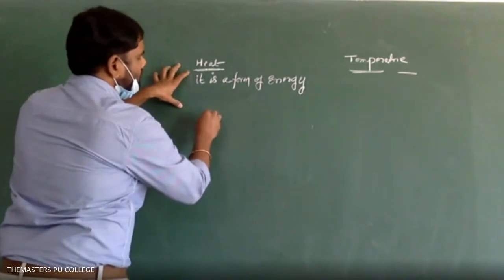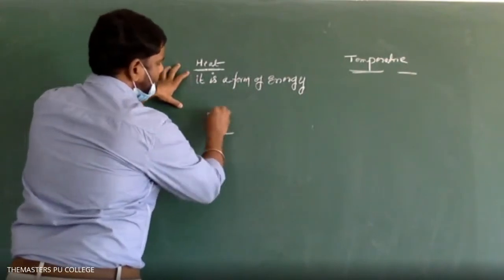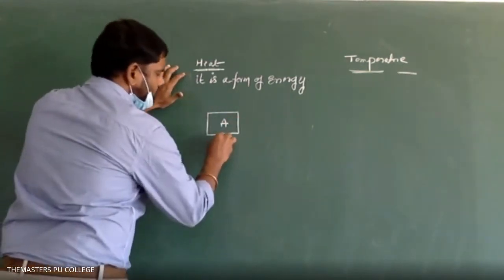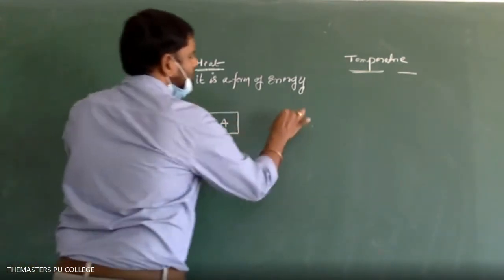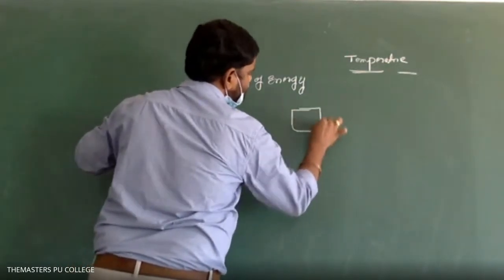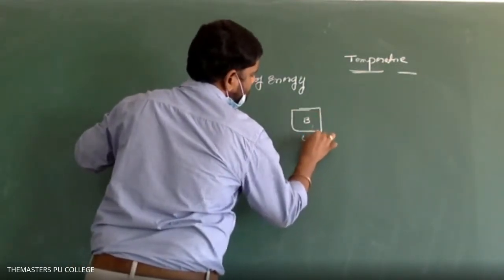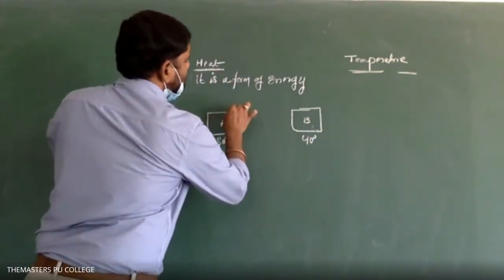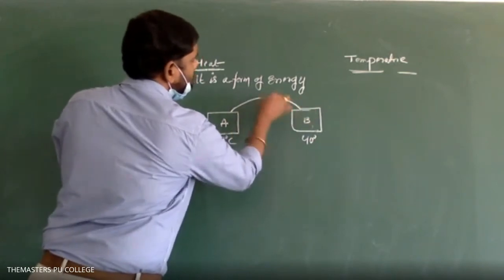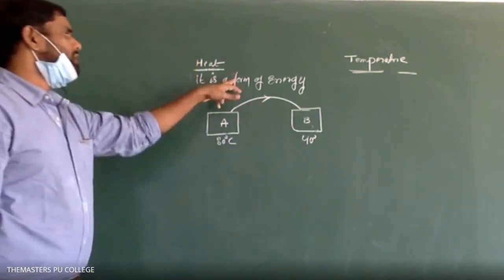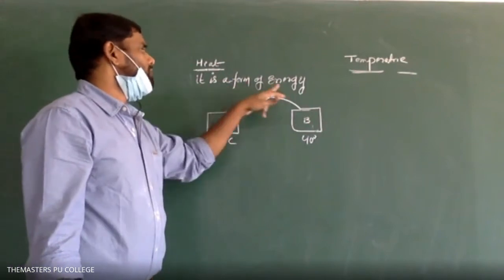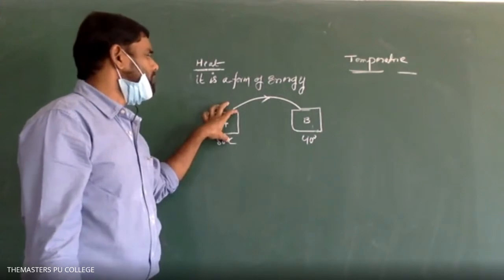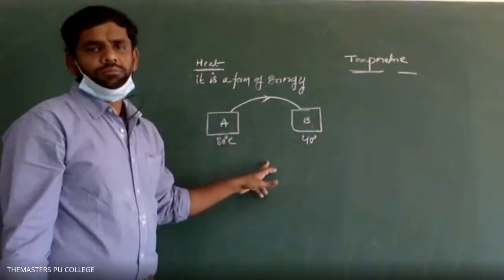Heat will always flow from a body at higher temperature to a body at lower temperature. For example, this is body A, which is at 80 degrees centigrade, and this is body B, which is at some 40 degrees centigrade. So heat will be transferred from body A to body B. Heat is a form of energy that always transfers from a body at higher temperature to a body at lower temperature.